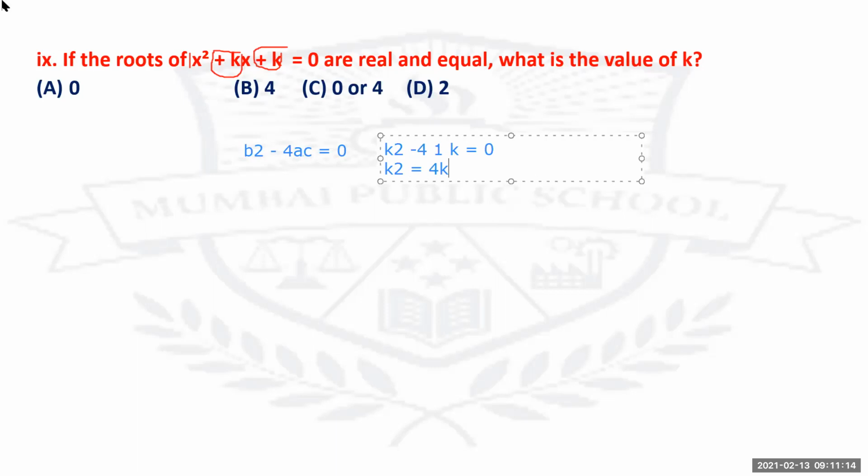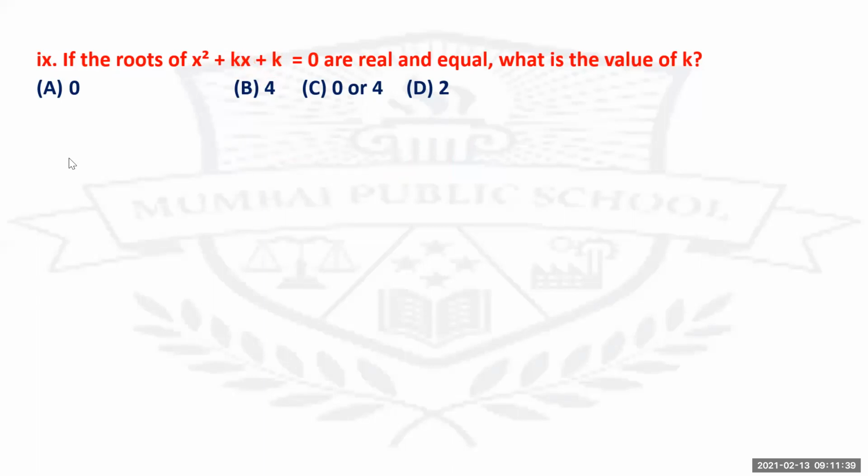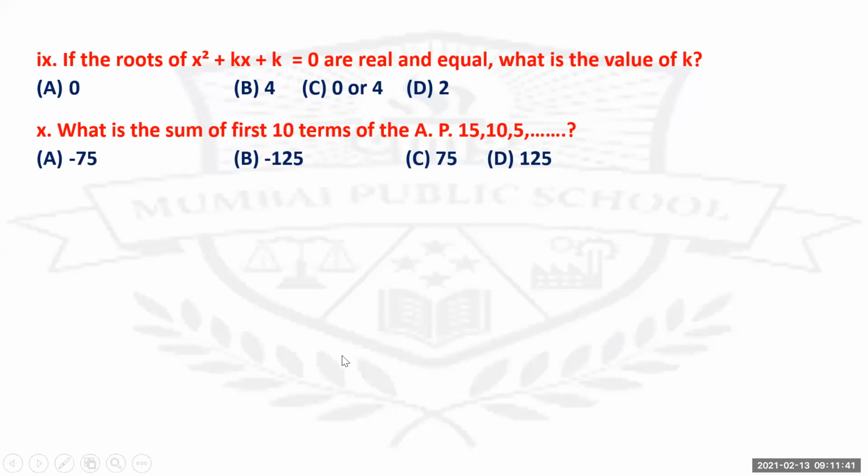Now what you'll do is, check 1k from the square and 1k from the other side. You can cancel it off. So directly you get the value of k as 4. So the correct option of this is what? B, that is 4. Is this clear to all the students? So let's move ahead to the next question.